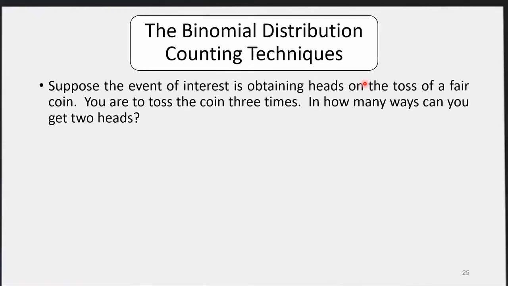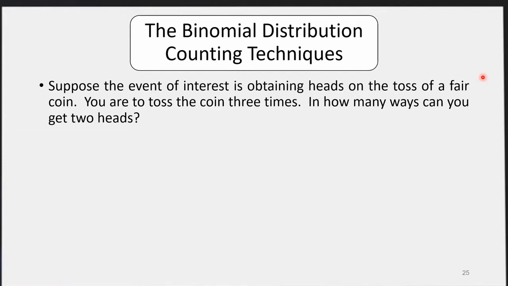Suppose the event of interest is obtaining heads on the toss of a fair coin. You are to toss the coin 3 times. In how many ways can you get 2 heads? So this we have to identify: we are talking about tossing a coin, and the question asks in how many ways can you get 2 heads? It's a counting process. So that means we are using some kind of discrete random variable, and hence we are talking about discrete probability distributions. Up to now we have talked only about the binomial distribution. So definitely the binomial probability distribution is used in this particular example. That's how you come to that conclusion when you're given this question.